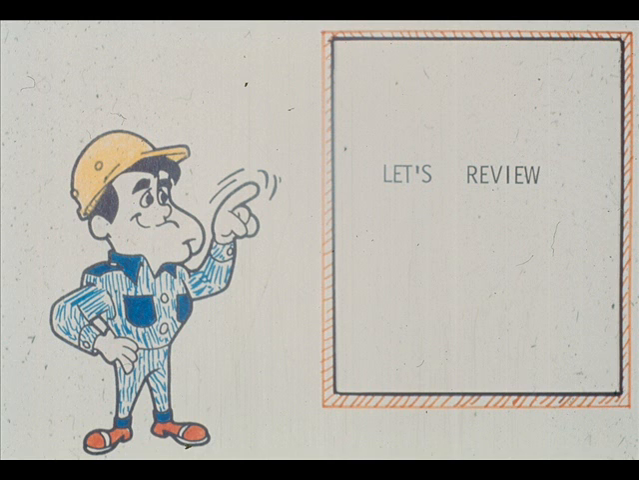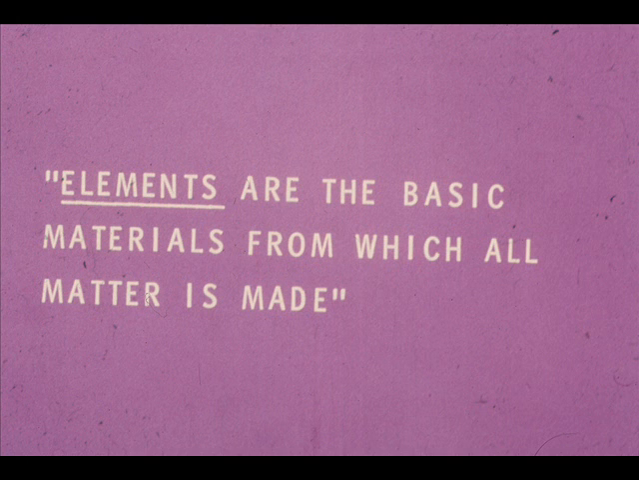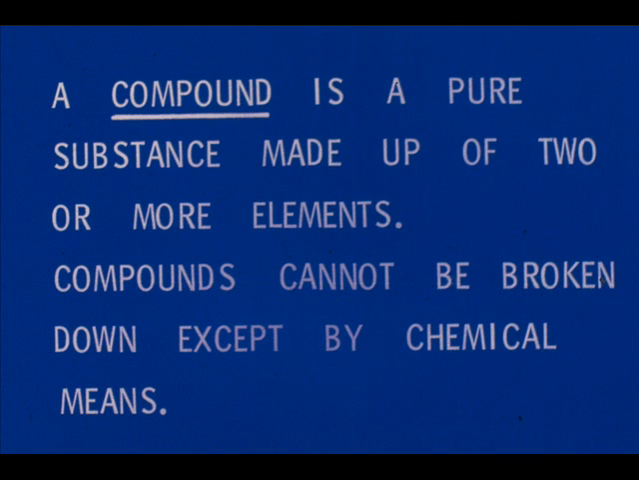Now let's review some of the things we covered in Segment 1. In this segment, we have seen that matter is anything that has weight and occupies space. That elements are the basic materials from which all matter is made. That compounds are pure substances made up of 2 or more elements. They always have the same composition and same properties, and they cannot be broken down except by chemical means.